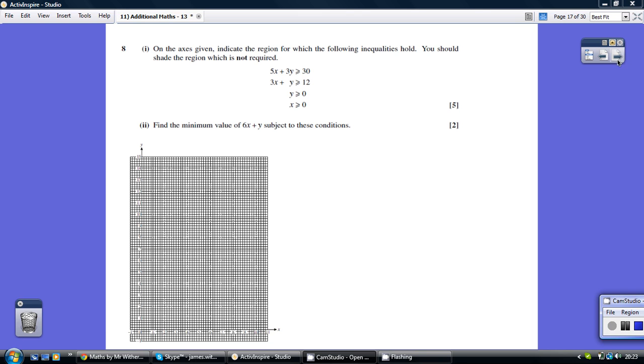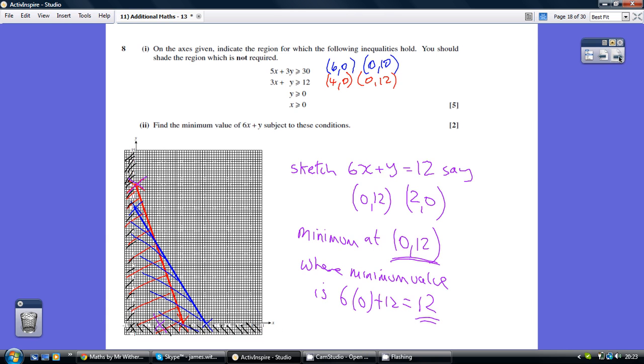Question 8. So let's start off by plotting the inequalities.